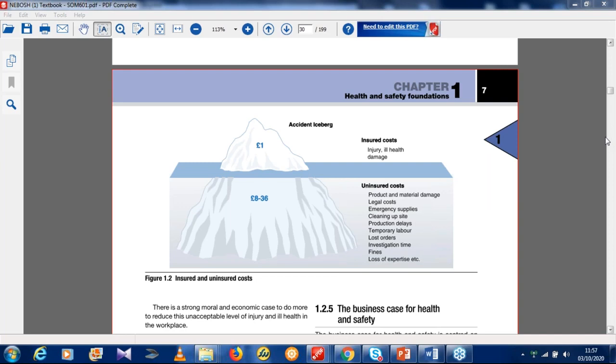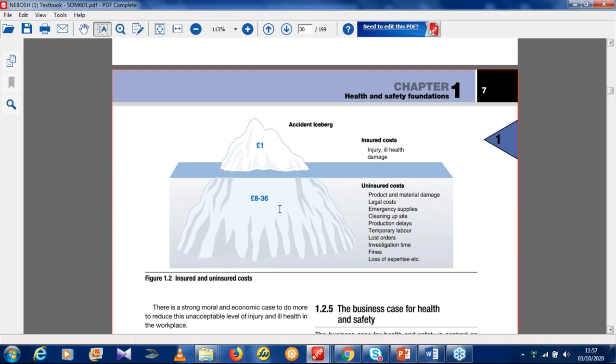Some other ones are injuries and ill health or damage. Yes, those ones could be insured. But in the practical sense, like you can see on the screen right now, it's just like an iceberg. The accident iceberg is what we use in describing the insured and uninsured costs that have to do with accidents. The fact is that among all these direct and indirect costs, the ones that can be insured are very little compared to the number of accidents or the type of accidents that are not insured. So it is like an iceberg.